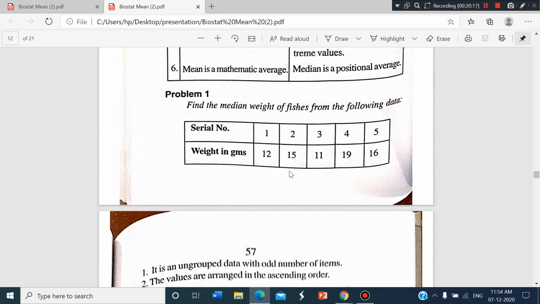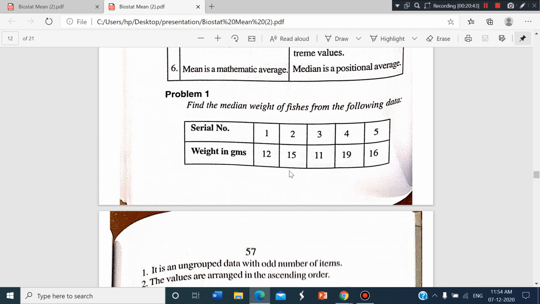So now we can take up some examples for the median for our better understanding. Here are the weights of some fishes. There are five fishes: the first weighing 12 grams, the second 15 grams, the third 11 grams, the fourth 19 grams, and the fifth 16 grams.